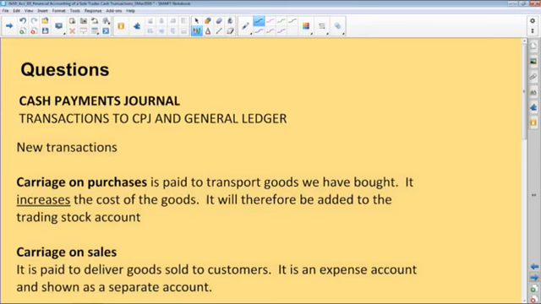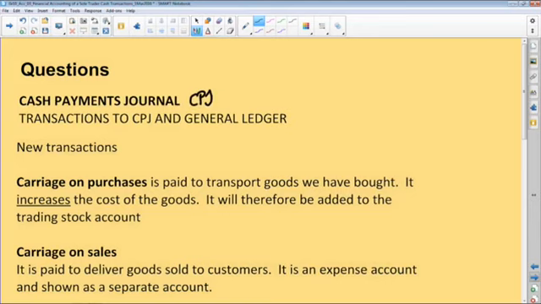Now let's go to the CPJ, the one that I love. It's the easiest one of all journals, I think. So the CPJ is the cash payments journal. So let's go and look at the abbreviation. Let's go and write it there. So we are going to look at the cash payments journal now.